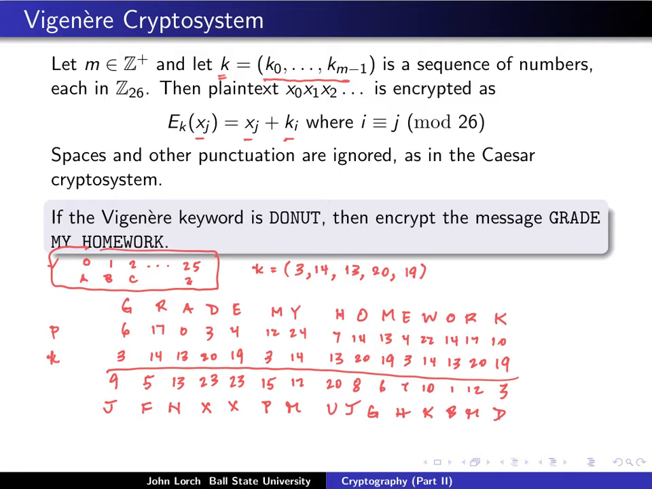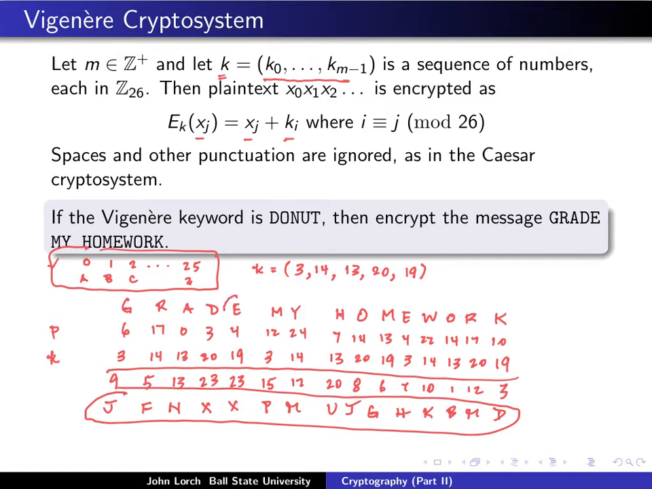Okay, so this is the ciphertext, the final ciphertext message. Now, one thing I want to point out about this, and this is what makes this Vigenère system less susceptible to frequency analysis. Notice here we have the letter E appearing twice in the plain text message. But in the ciphertext, one of the E's is encoded as an X, and the other one is encoded as an H.